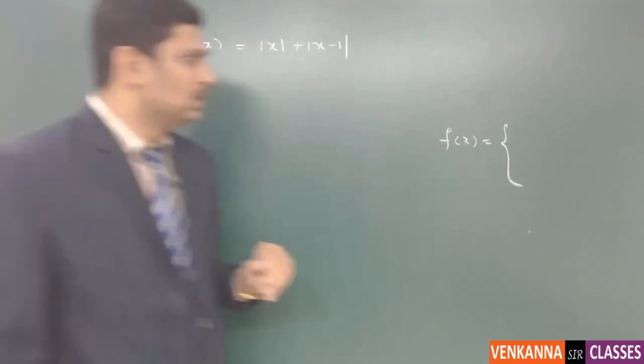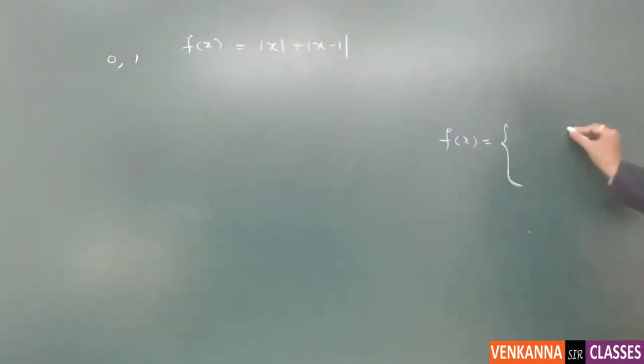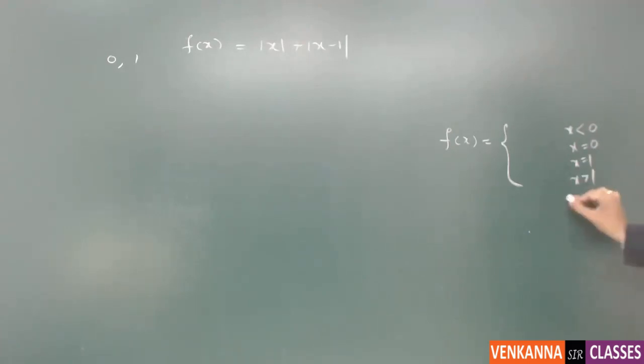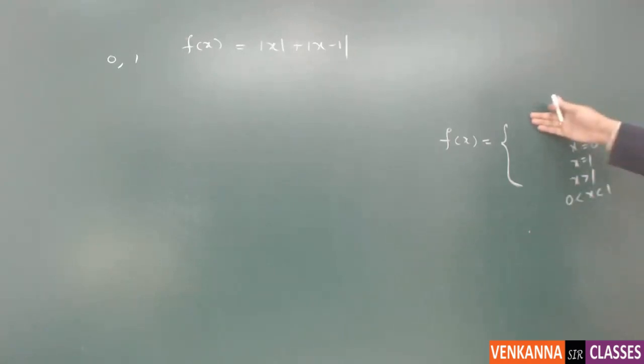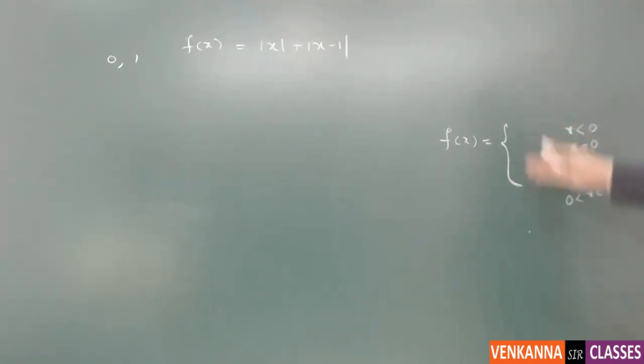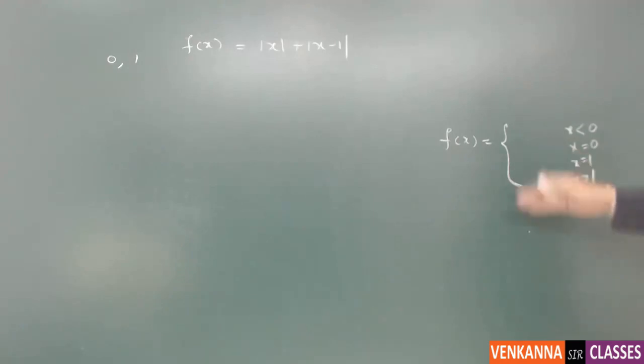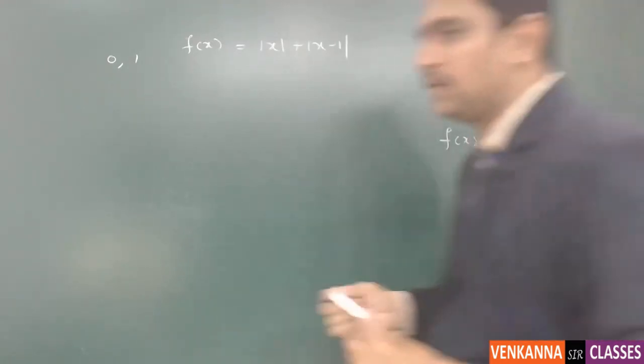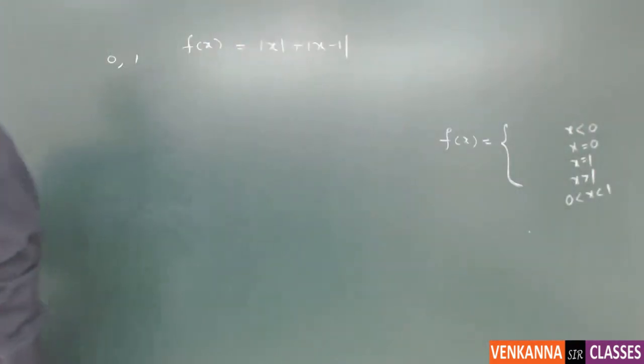So what we are doing, you are going to calculate what will be f of x when x is less than 0, x equal to 0, x equal to 1, x is greater than 1, x is lying between 0 and 1. So that if you bifurcate the function values in this manner, then it is convenient for you to calculate the limit portion, hence you can verify the continuity of the function. Fine. Is that clear to all?